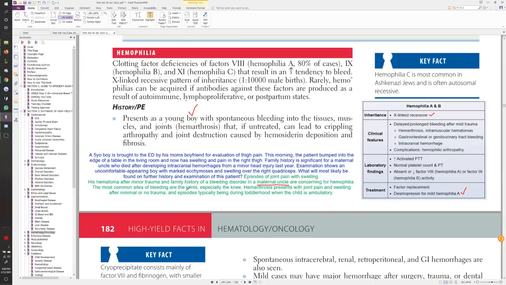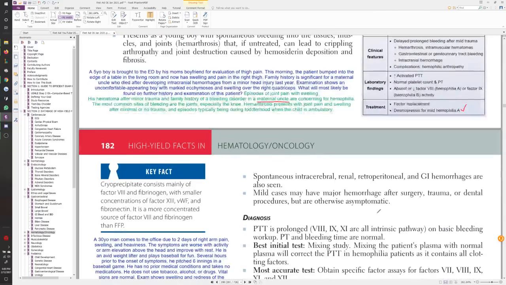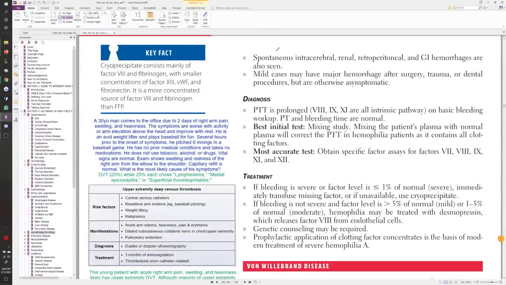The most common signs of bleeding are in the joints, especially the knee. Hemarthrosis presents with joint pain and swelling after minimal or no trauma. Episodes typically begin during toddlerhood, when the child can finally start moving on his own, which means he could fall a lot. And then you look for those things. Spontaneous intracerebral, renal, retroperitoneal, and GI hemorrhages are also seen. Mild cases may have major hemorrhage after surgery, trauma, or dental procedures, but are otherwise asymptomatic.